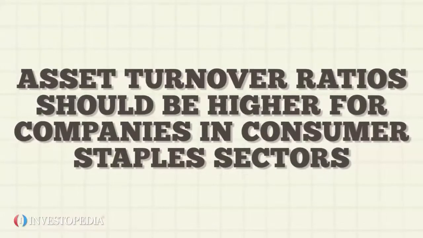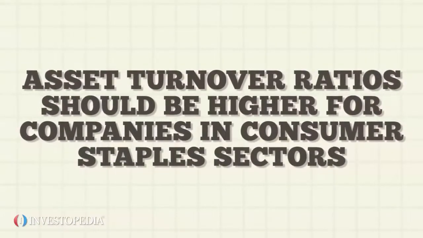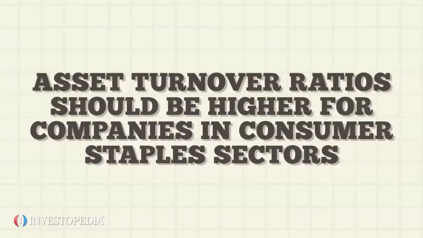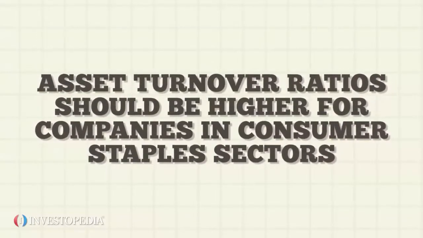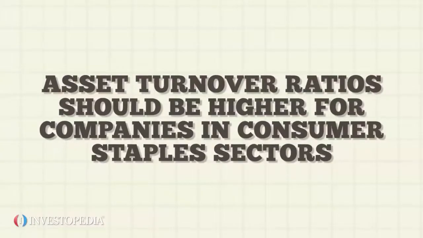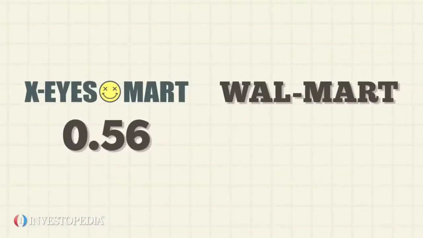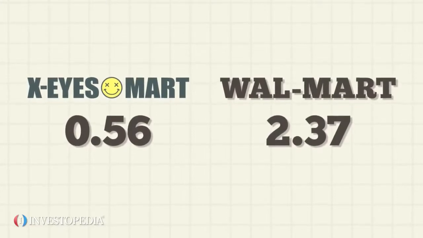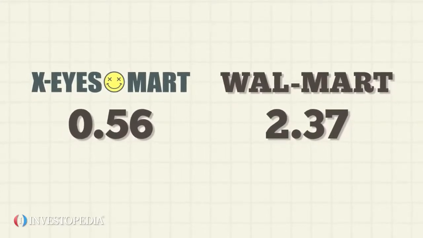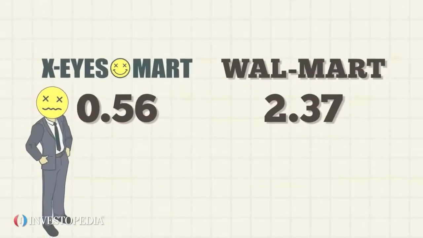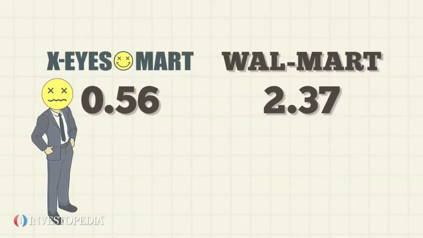Asset turnover ratios should be higher for companies in consumer staples sectors, since these businesses tend to have small asset bases but a high volume of sales due to competitive pricing. For comparison's sake, the retail giant Walmart had an asset turnover of 2.37 in 2012. As a result, Mart CEO Rip Smiley decides to restructure the company in order to improve efficiency.